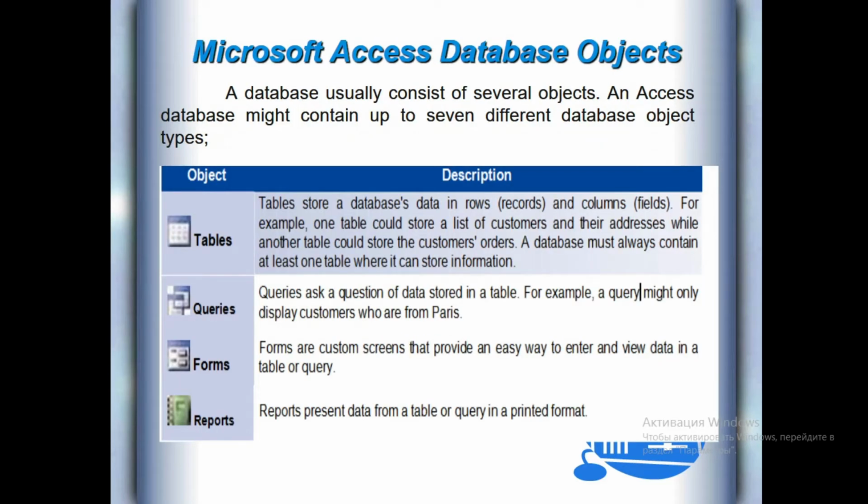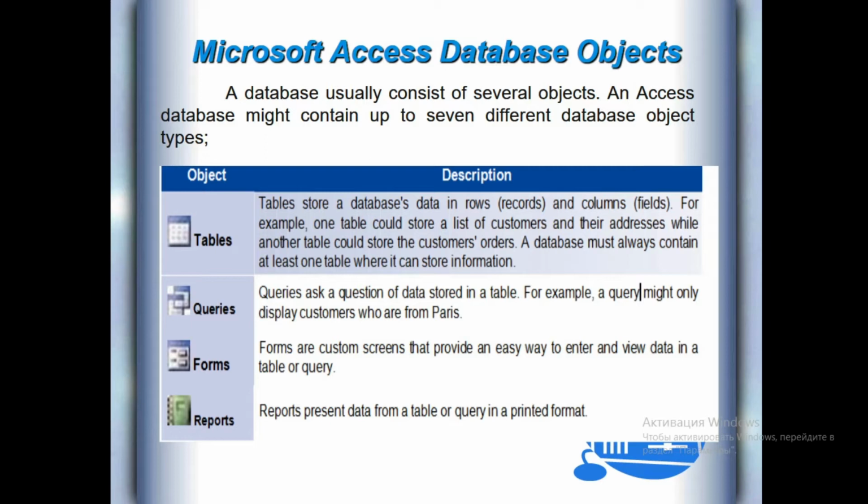Microsoft Access usually consists of several objects. An Access database might contain up to 7 different object types. First, tables. Tables store database data in rows and columns. For example, one table could store a list of customers and their addresses, while another table could store the customer orders, and the database must always contain at least one table where it can store information.